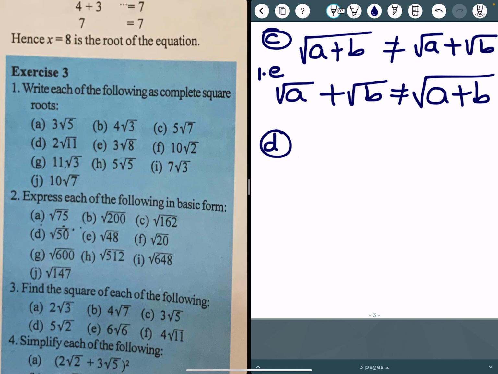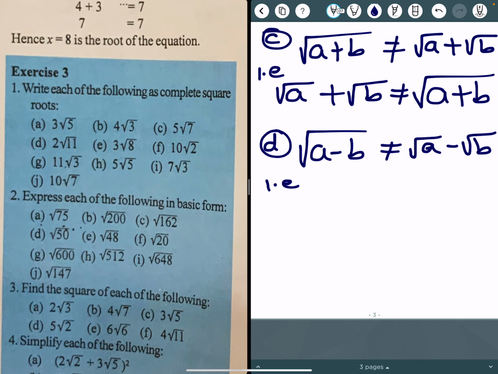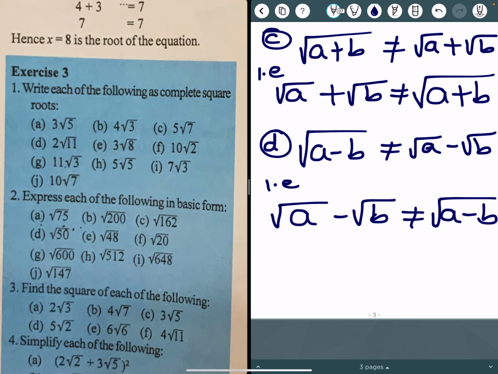The fourth: subtraction is also not equal. Root A minus B is not equal to root A minus root B. I can also write from left to right: root A minus root B is not equal to root A minus B. These are basic rules of surds.